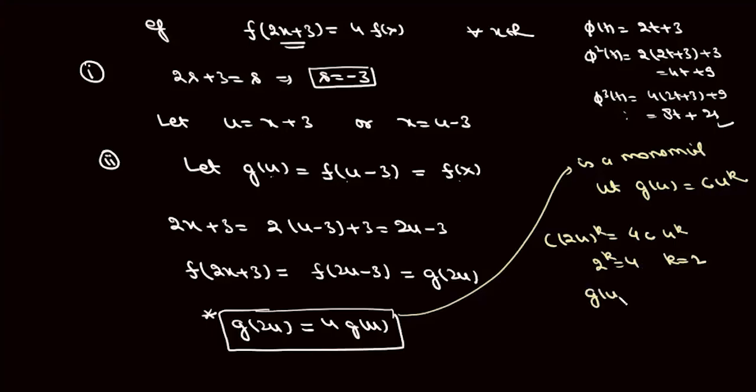So this g(u) will be c u square. Now g(u) is actually f(x). So we'll get f(x) equals c u square, and u is nothing but x plus 3. So this function f will be c times (x + 3) square for all x belongs to R, under the condition that this g(u) is a monomial.